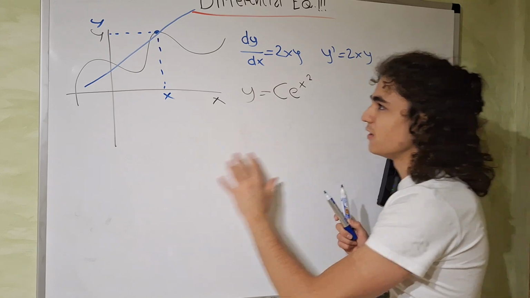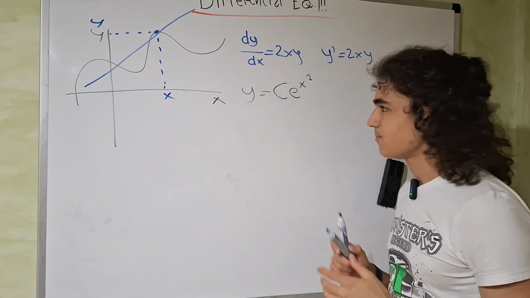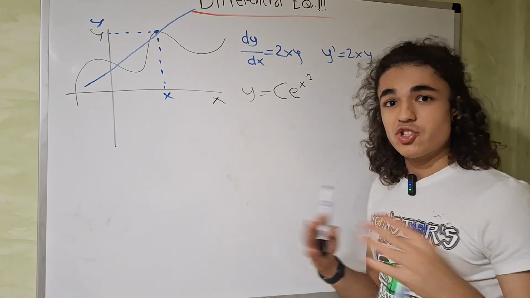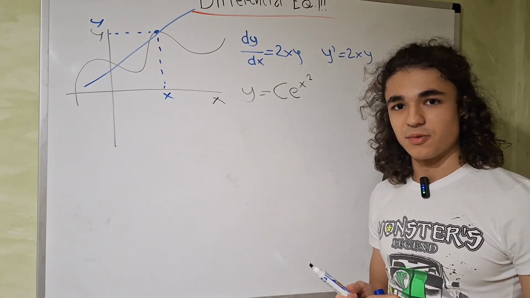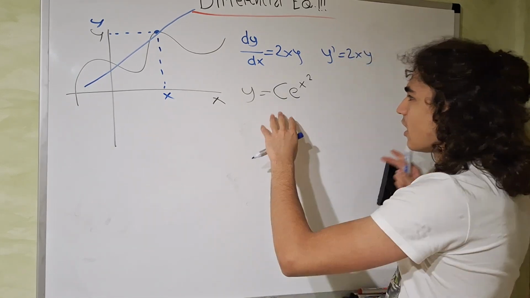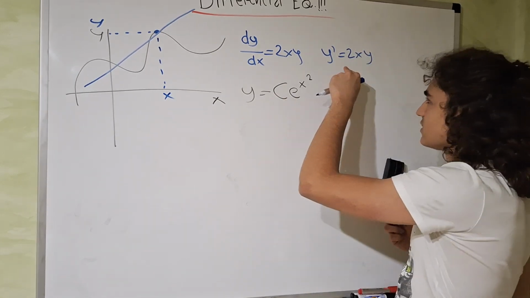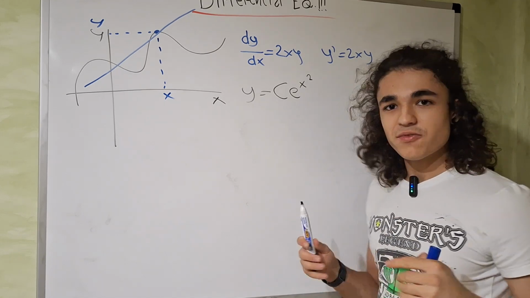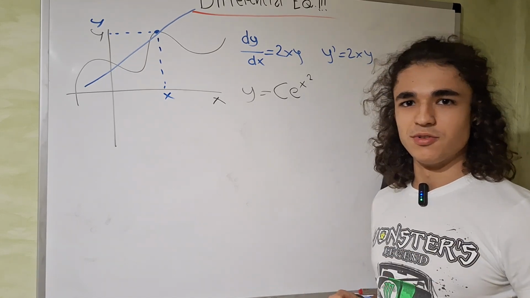And all these functions fill the entire plane. Now, this is called the general solution to the differential equation. General because it's general for any c. All the solutions to this differential equation have the following form. But what if we want to find a specific solution?